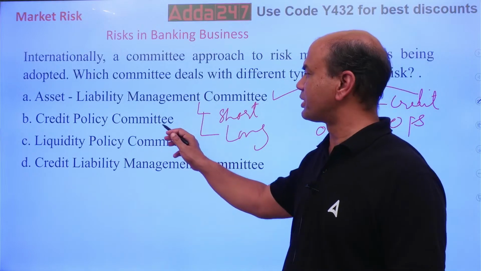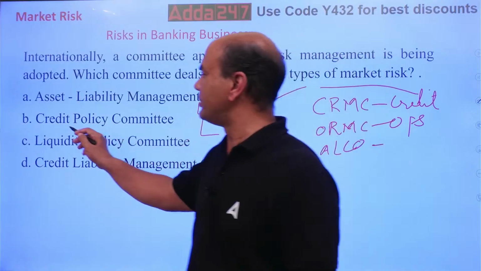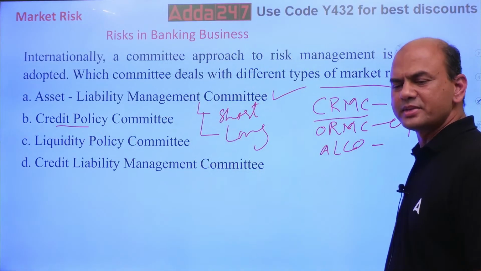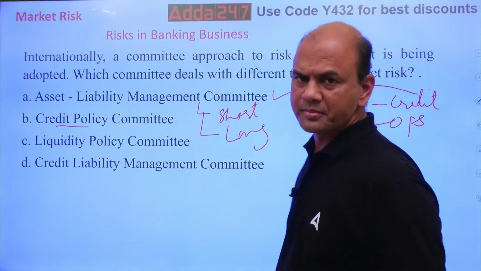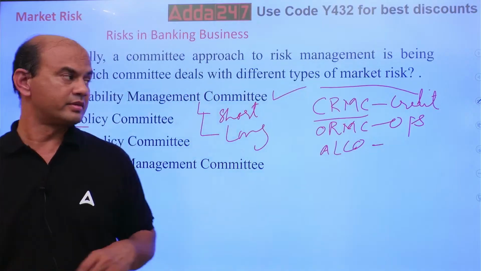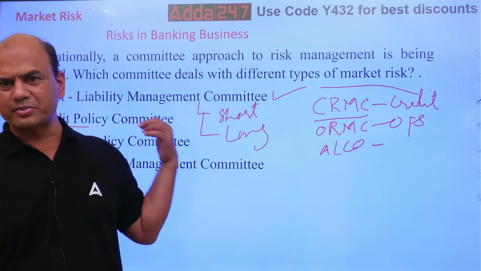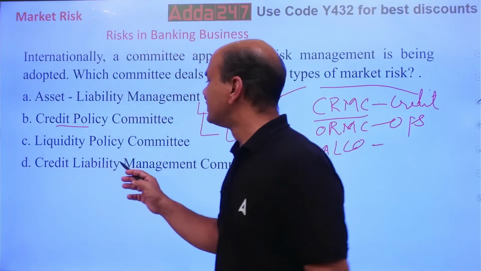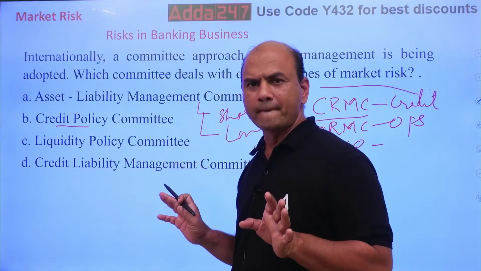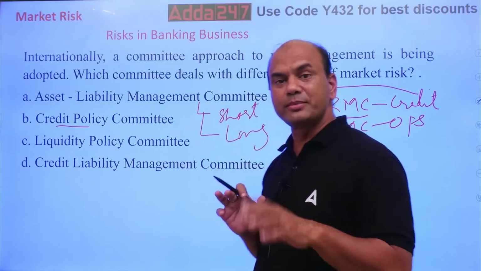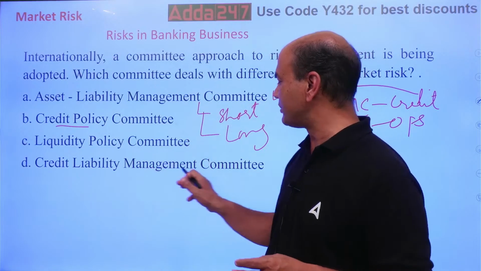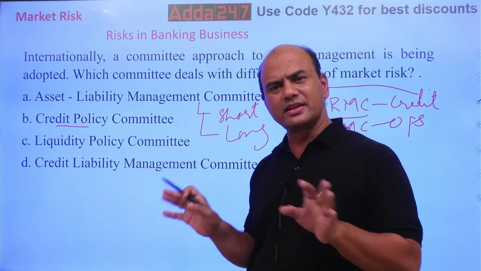Credit policy committee. Now see this. Credit policy committee can be called CRMC also. Depending on bank to bank, the name changes. Here I can call it any name. Logic is what is the function it is doing, what is the role it is doing. So CRMC can be called Credit Policy Committee. Also it can be called Liquidity Policy Committee. In the risk management framework, there is nothing called Liquidity Policy Committee or Credit Liability Management Committee. There is nothing like this.